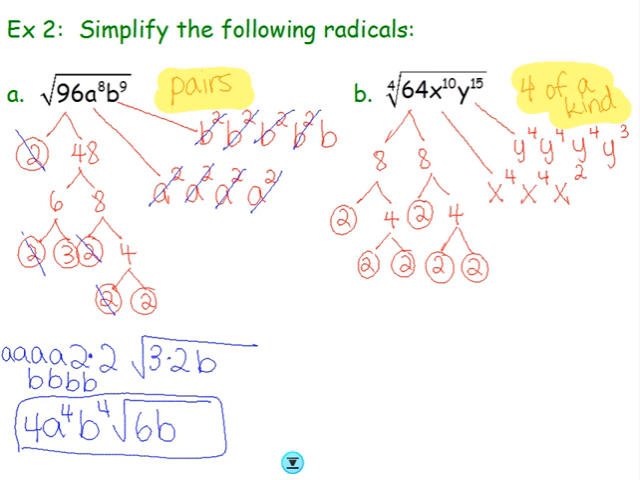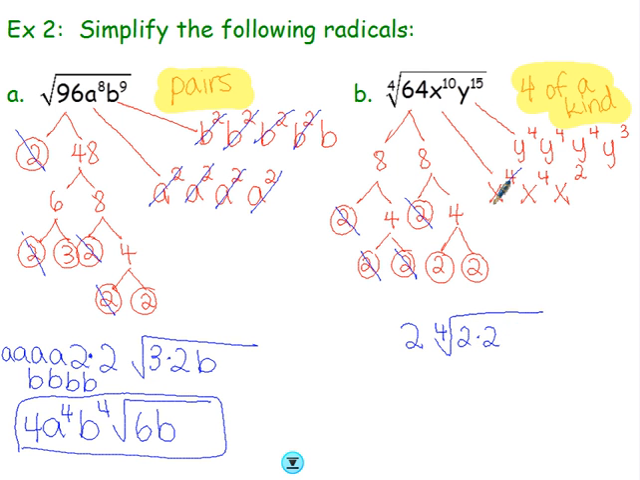Now, we are looking for 4 of a kind. You need to be able to cross off 4 2s. So 1, 2, 3, there's 4 2s. So outside of our 4th root, don't forget the 4, is a 2. The other 2 2s must stay inside.